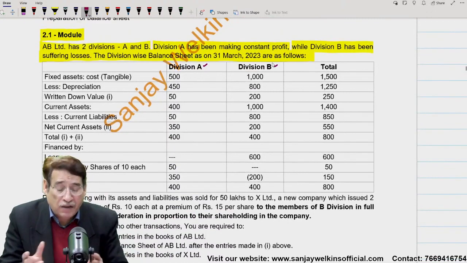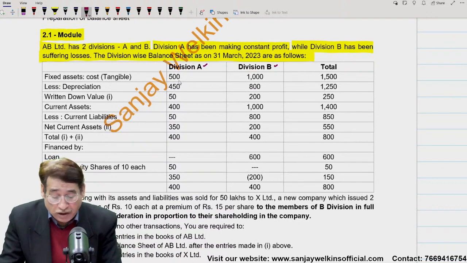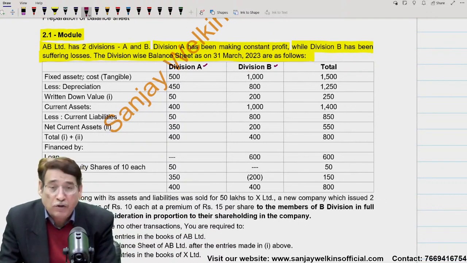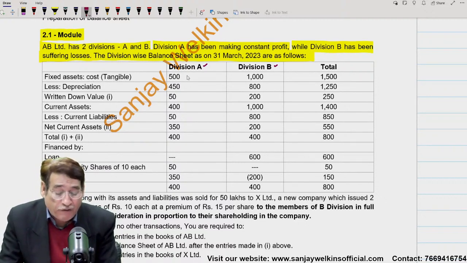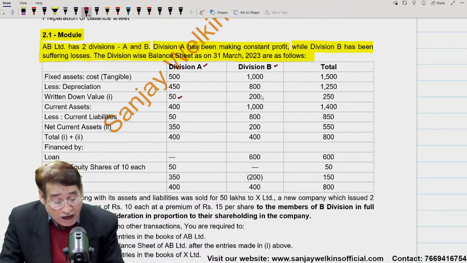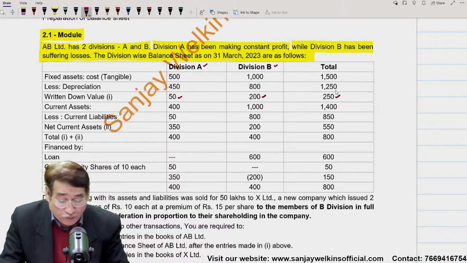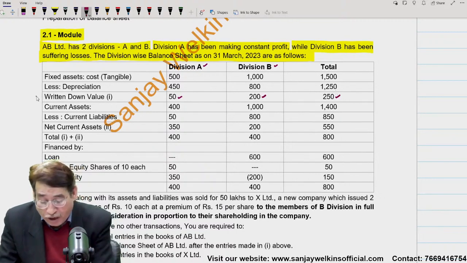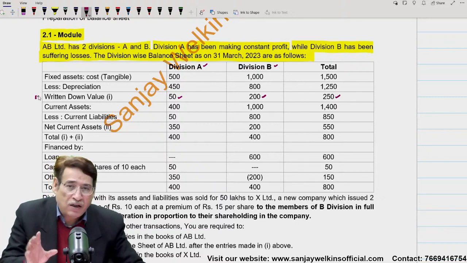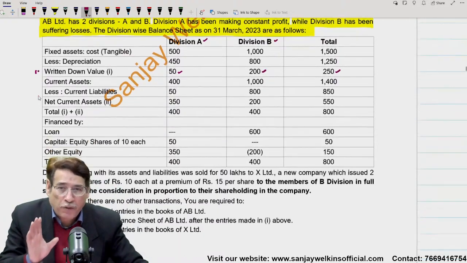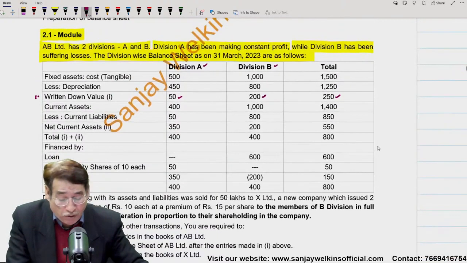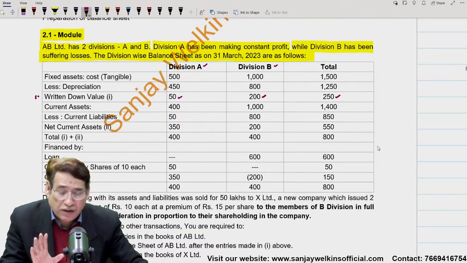See here, and there is an R to actually note down the things. For example, here you are given fixed asset or property, plant and equipment at cost. In bracket, it is written tangible. 500, 1000 is the gross amount. Their depreciated amount is 450 and 800. And their written down value is given 50 and 200. And total is 250. That means up to this point we come across one asset, that is property, plant and equipment, and the written down value is 50, 200 and 250, correct?